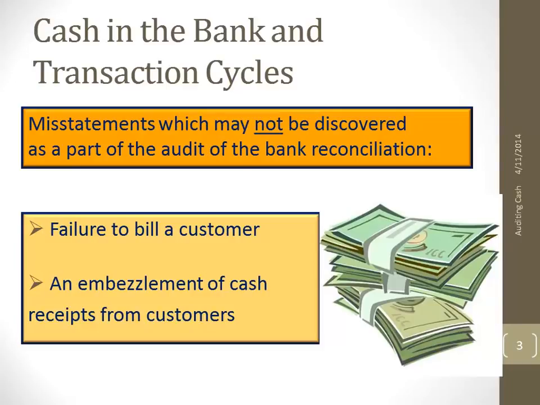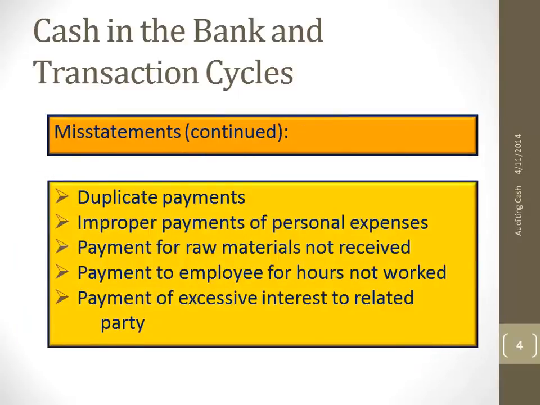Merely doing a bank reconciliation is not enough to identify misstatements in the cash account. You have to look at the controls over cash, when you're looking at controls over cash receipts and cash disbursements. Other types of misstatements that are common to the cash account would be duplicate payments. And again, this points to controls over the expenditure process or controls over the disbursement process.